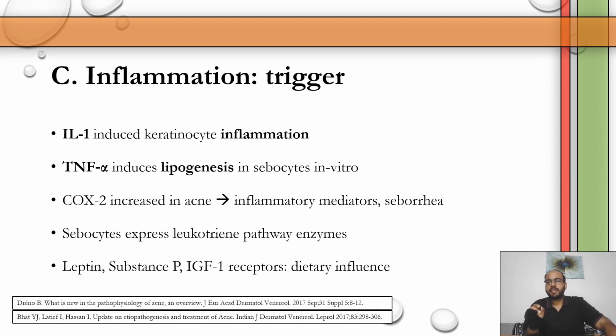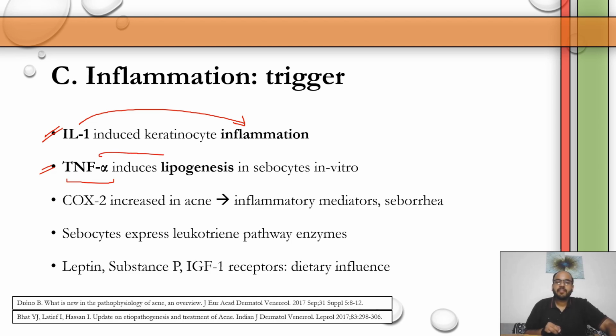Now, inflammation as a trigger, that means as the starting event of acne. We have said that interleukin 1 can be seen in the perifollicular area in people who are prone to acne formation. And interleukin 1 is responsible for inducing inflammation in keratinocytes. So before the microcomedo has started forming, you have increased interleukin 1 in the perifollicular area, leading to inflammation. You also have upregulation of TNF alpha, and if you have been following my videos and seen the video on pathomechanism of psoriasis, you will know that TNF alpha is the initiator of all kinds of inflammation.